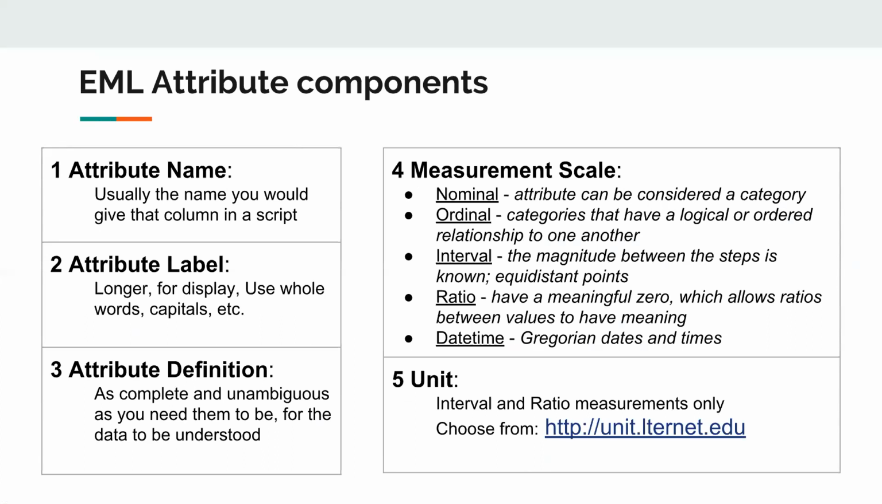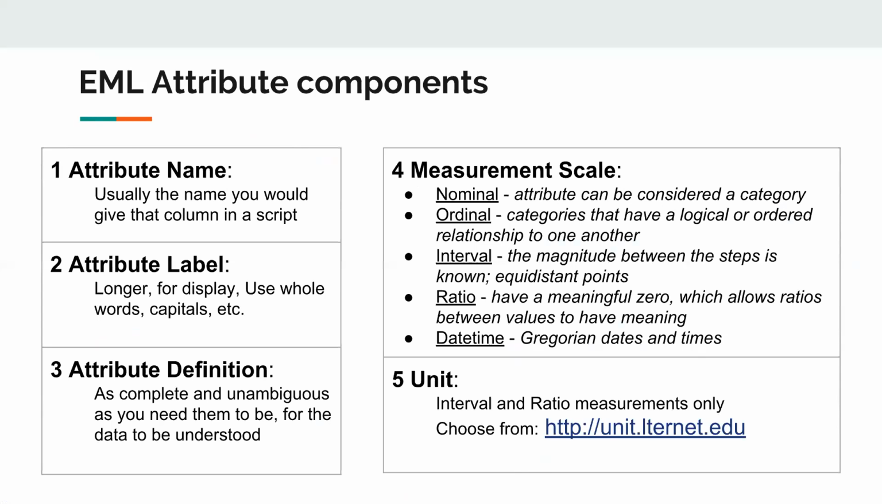They build on each other, where nominal is a relatively simple category or simple string variable. Ordinals are categories that are logical or ordered. Interval, now you've taken that ordinal category and made the magnitude between the steps known so that you have an equidistant interval between each of the points on your scale. And a ratio is an interval scale that now has a meaningful 0, which means that you can do math between values that are ratio scale. Those 4 came from a statistical typology, and then in EML we added date time because these are basically labels for points in time, because they are so important to ecological data.